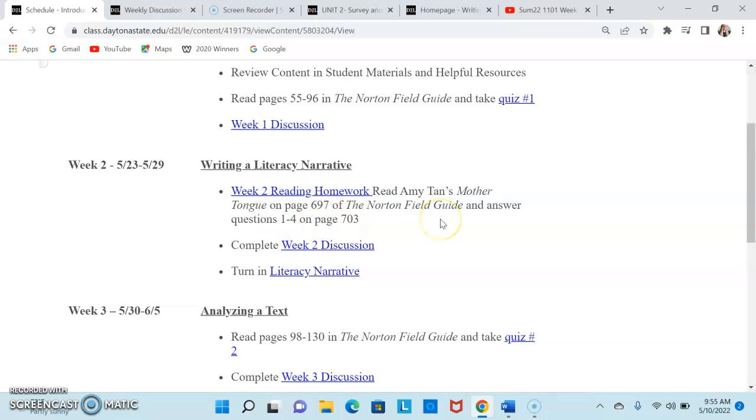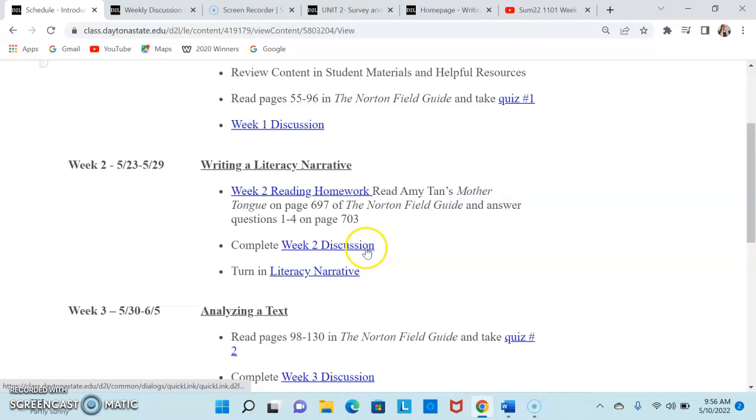We have our weekly reading, which is Amy Tan's Mother Tongue in the Norton Field Guide. We want to answer questions 1 through 4 and submit that as a Word document. So that is the week 2 reading homework. Just type that up after you read. Answer simply questions 1 through 4, type up those answers and submit that. That is your week 2 reading homework.